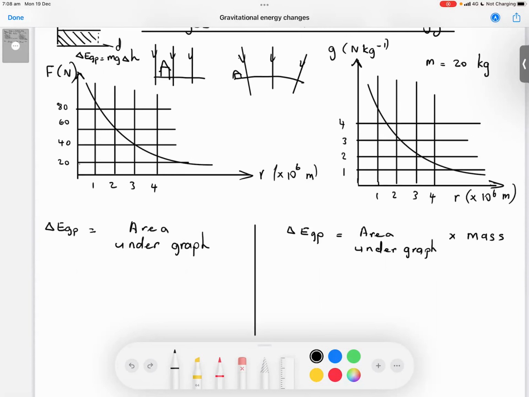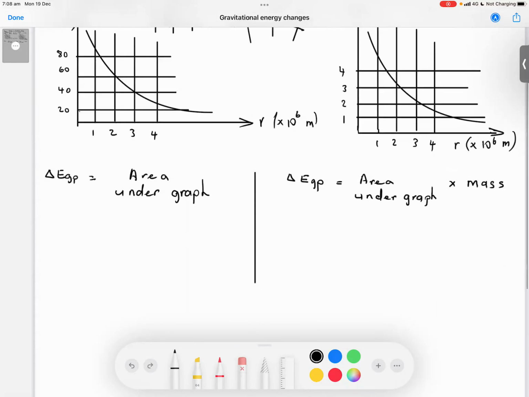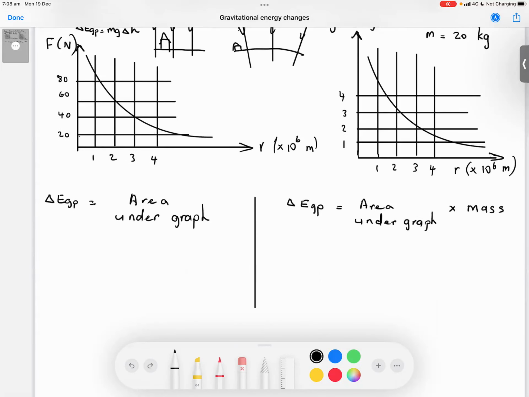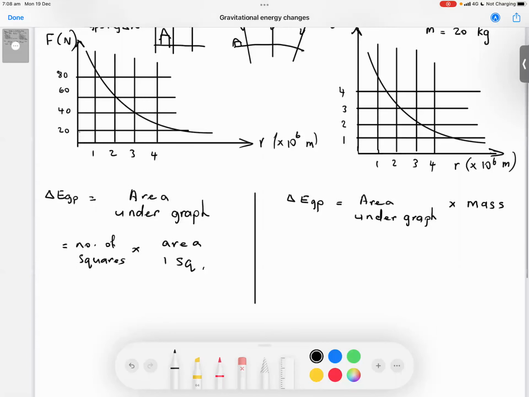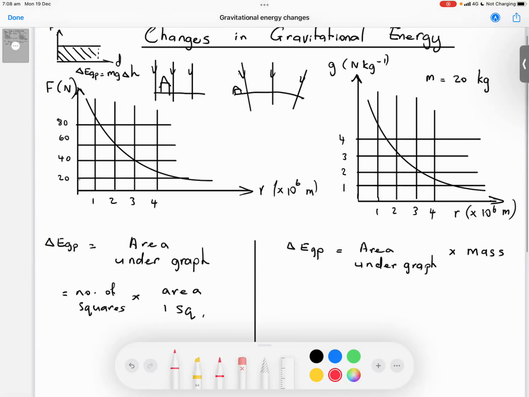The energy equals the area under the graph. The way we do it, it's equal to the number of squares under the graph times the area of one square. I'll show you what that means in just a moment. So it involves counting squares. So there's one square there. I'll come back to that in just a moment.